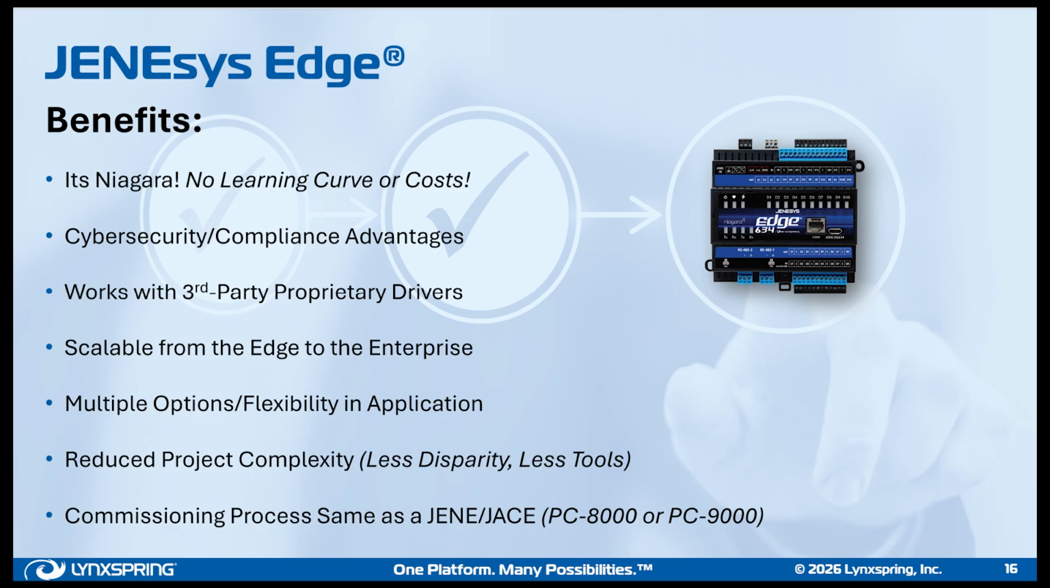And when we talk about reducing complexity, the intent there is that if you have an opportunity to create a horizontal Niagara architecture, you have one computer with one tool to work the whole project without having to have disparate third-party modules to interact with different non-Niagara devices. That thing is complete from end to end.